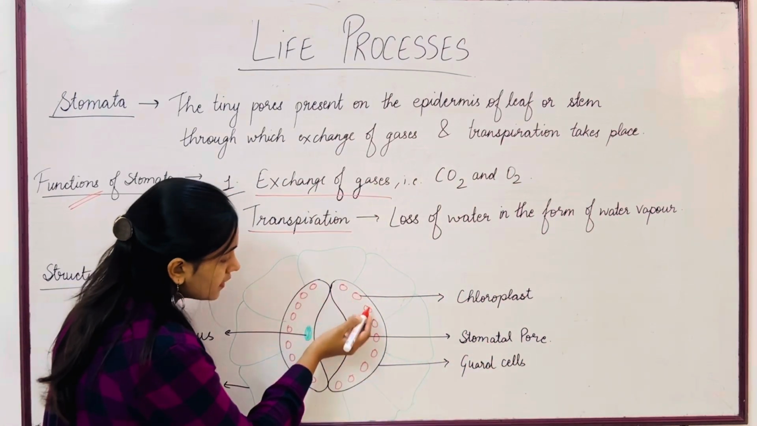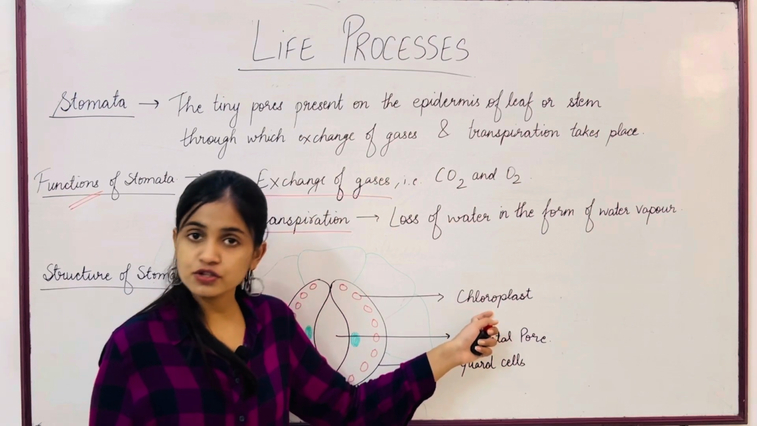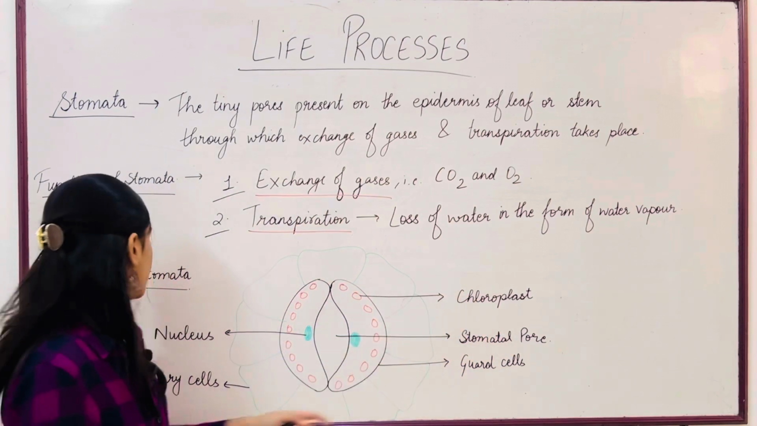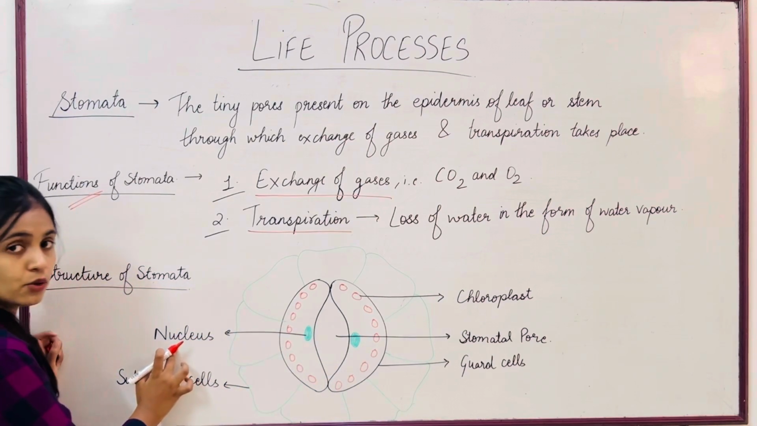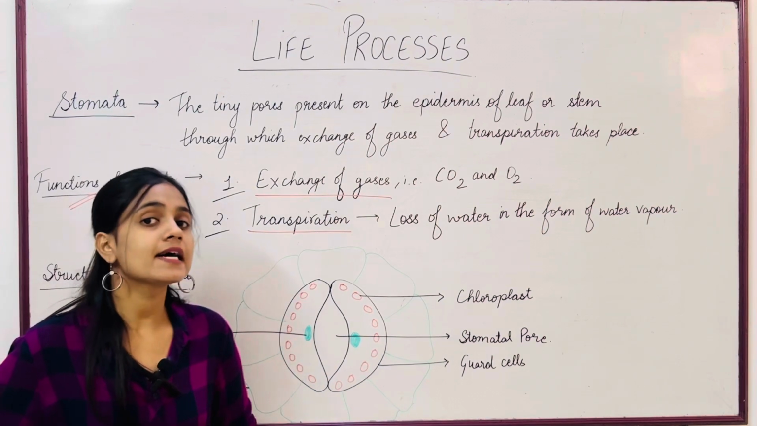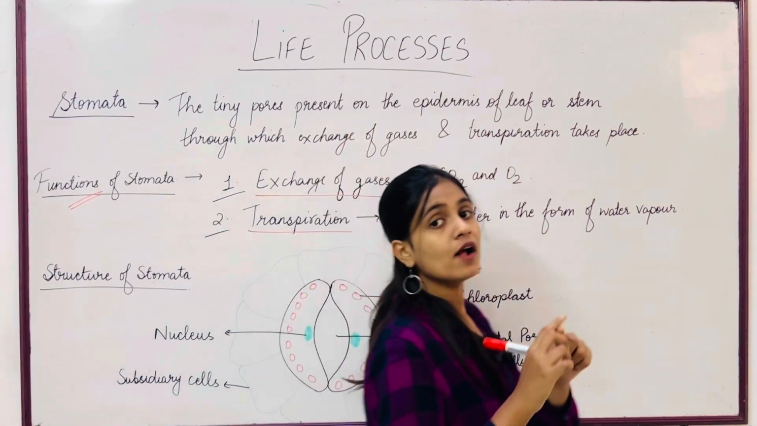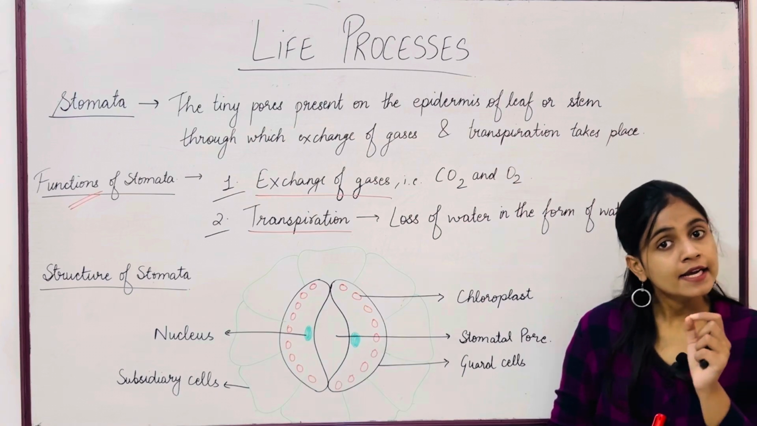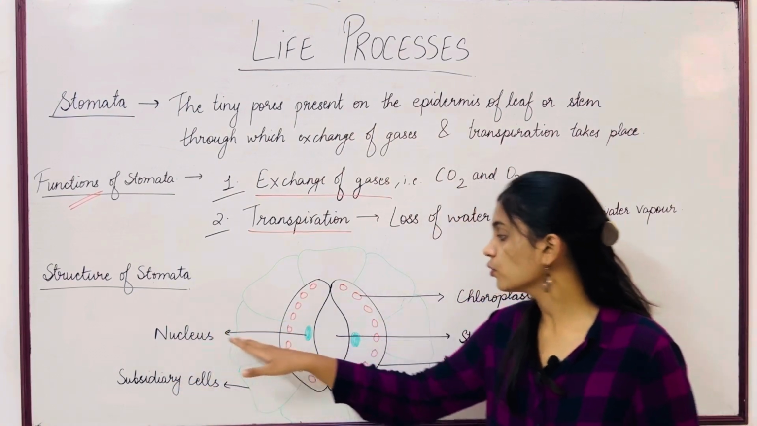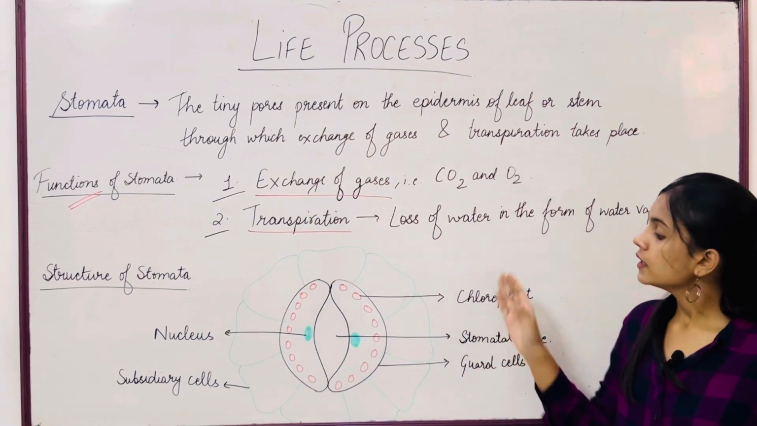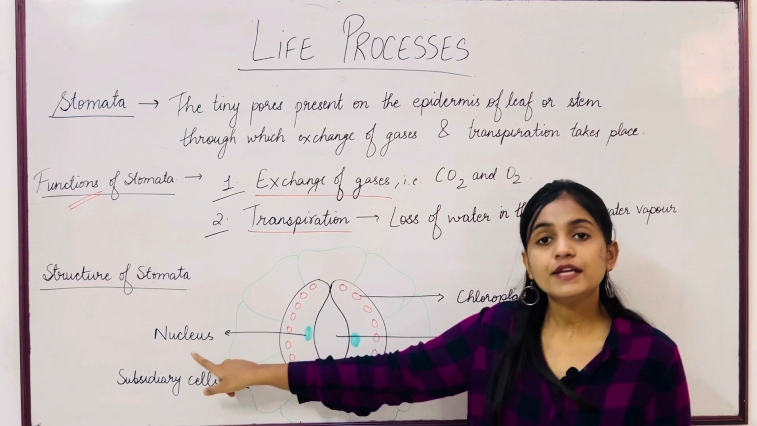Now these red colored circles are known as chloroplast. I have already discussed the function of chloroplast. I will not repeat. Now this is nucleus. This green dot is nucleus. We have studied in class 9th what is the function of nucleus. In cell, all the functions are coordinated by nucleus. This is the brain of the cell, right? So in this also the nucleus is the brain of the stomata. The opening and closing of stomata will be regulated by nucleus.